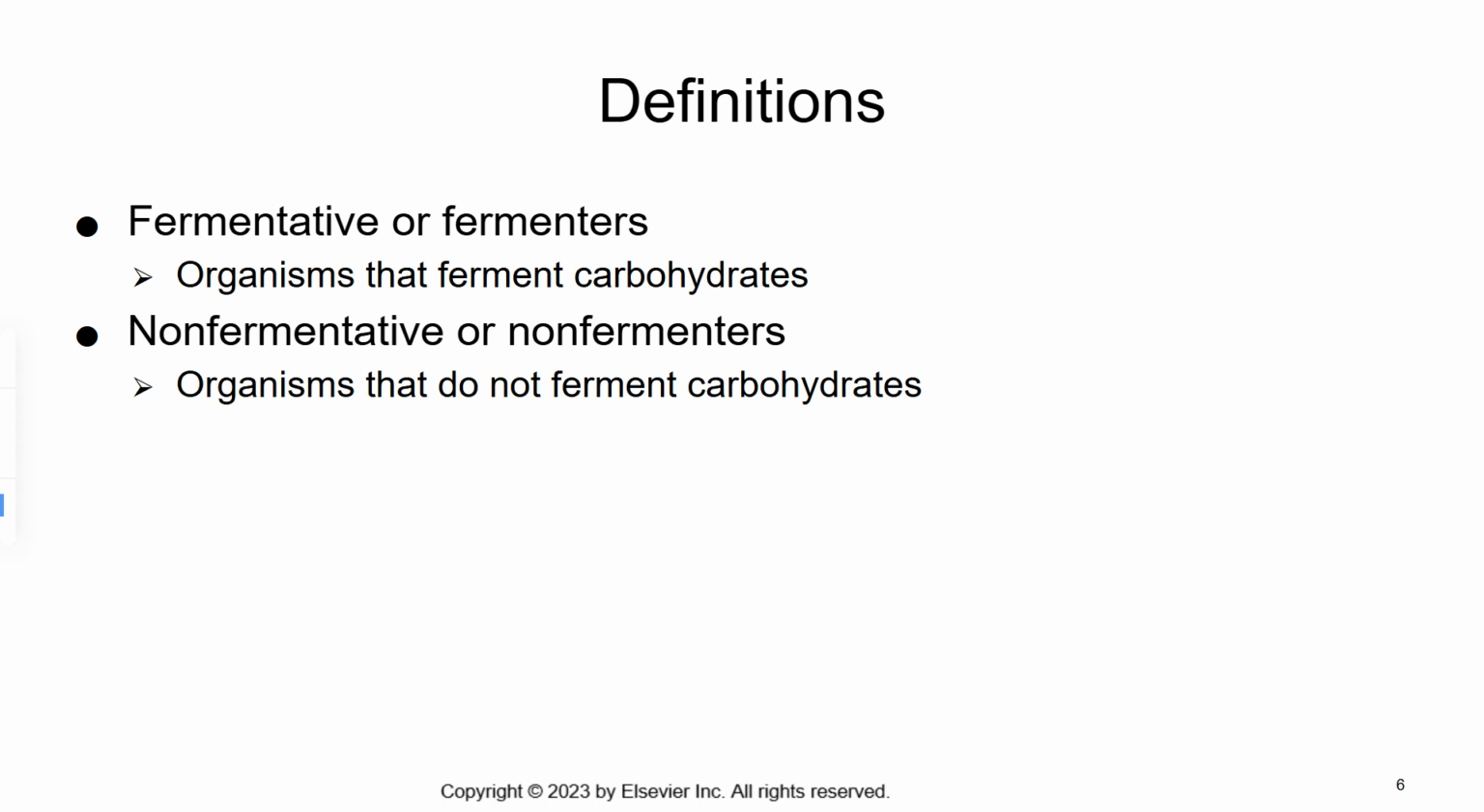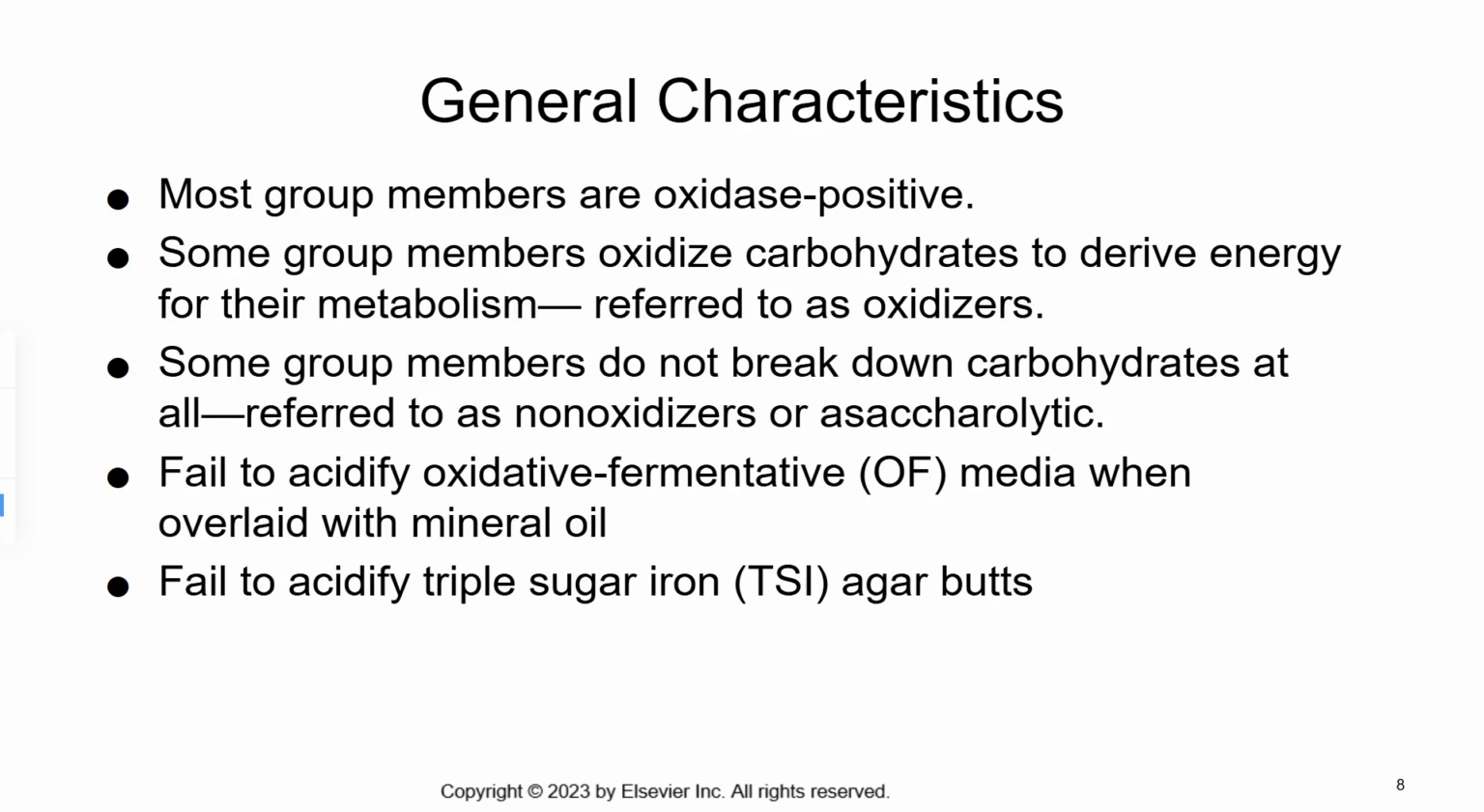So definitions: fermentative or fermenters are organisms that can ferment carbohydrates. Non-fermentative or non-fermenters are organisms that do not ferment carbohydrates. General characteristics: most group members are oxidase positive. Some oxidize carbohydrates to derive energy for their metabolism, and they're referred to as oxidizers. Some group members do not break down carbohydrates at all. They're referred to as non-oxidizers or asaccharolytic.